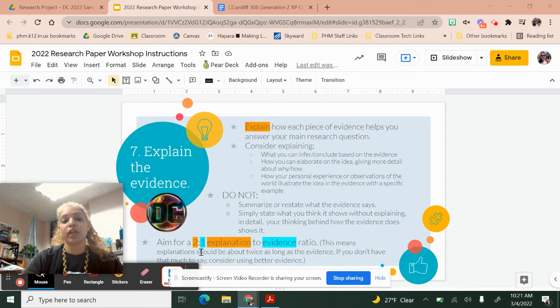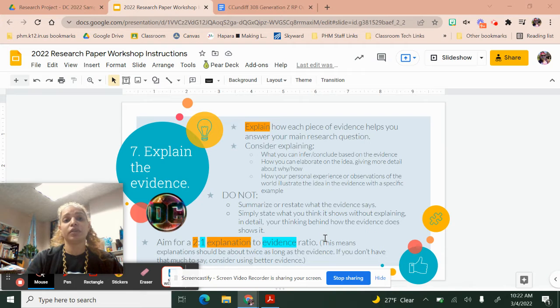You're shooting for a 2-to-1 explanation to evidence ratio, which means that your explanation should be about twice as long as the evidence itself. If you don't have that much to say, you should probably be looking for a different piece of evidence. It's probably not the best evidence to be using.